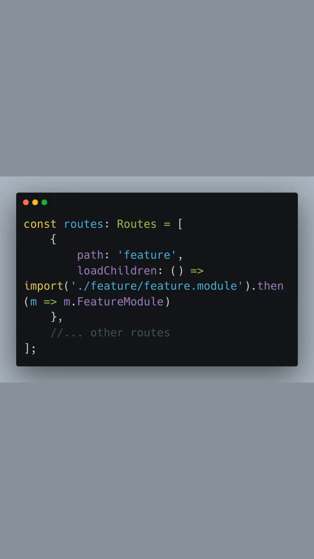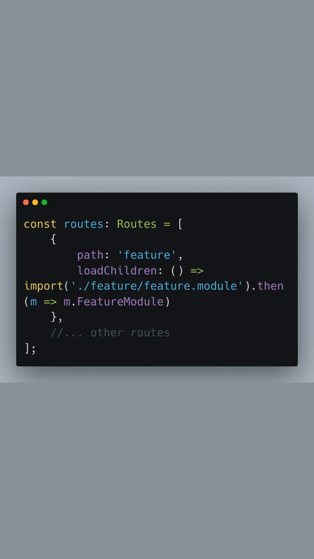On your screen is the core concept of lazy loading in Angular using the routes configuration. Notice the loadChildren property. Here, we define a function that returns a dynamic import of the feature module. The import call is asynchronous and returns a promise. Angular's router will load this module only when the user navigates to the path feature.